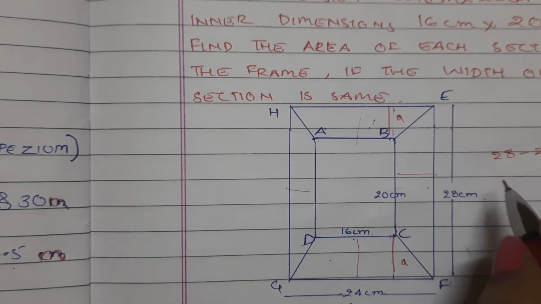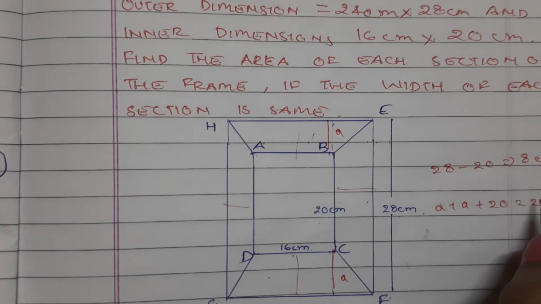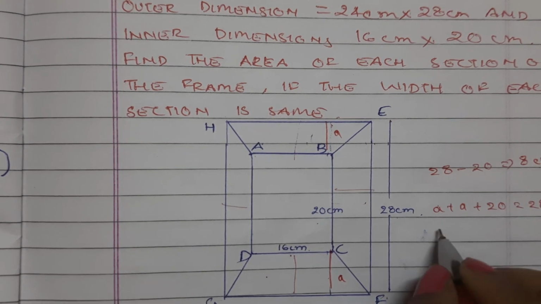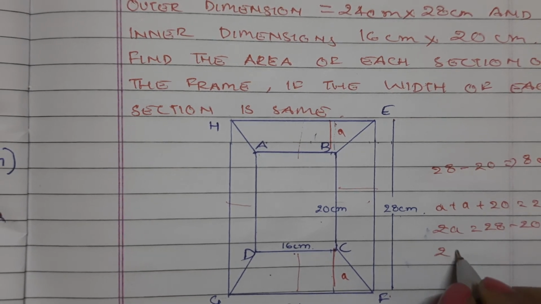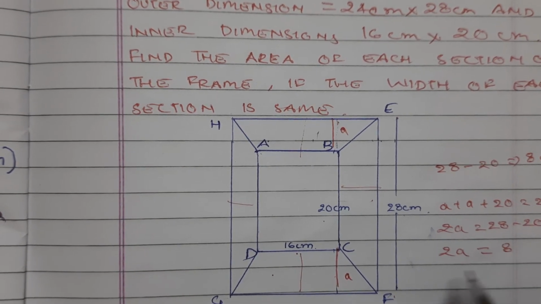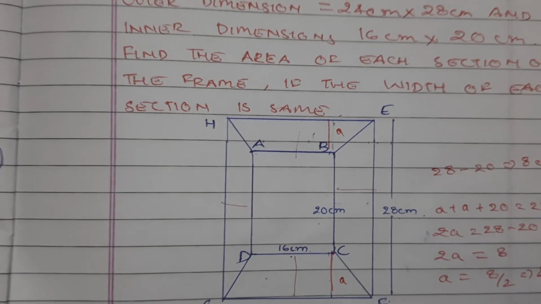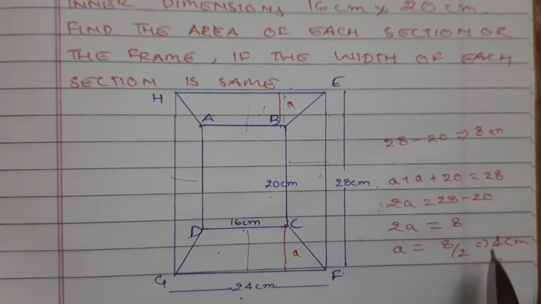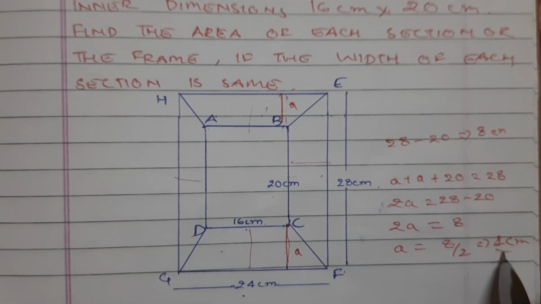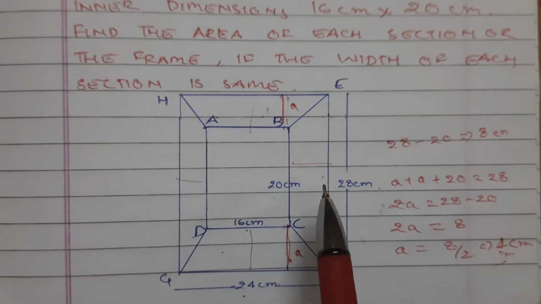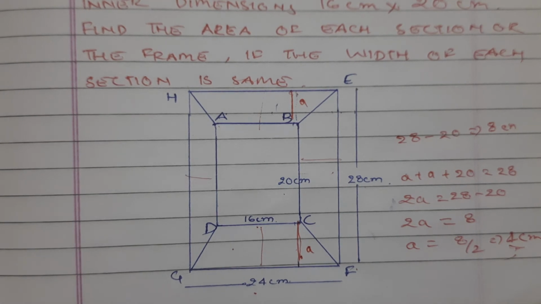So we can understand that A plus 20 equals 28, or twice of A equals 28 minus 20, which we have calculated. So 2A equals 8 and A equals 8 by 2, that is 4 centimeter. This way children, we have calculated that each section has a width of 4 centimeter. Now we will be using this for the area of the trapezium.